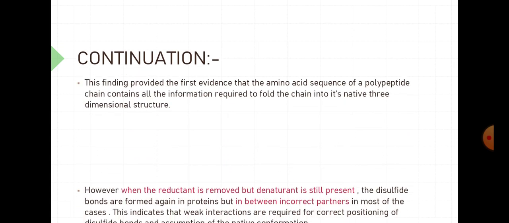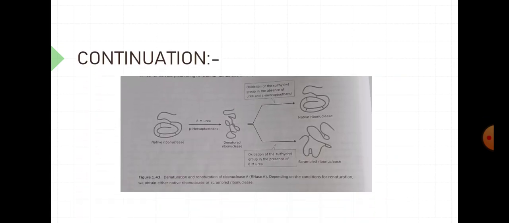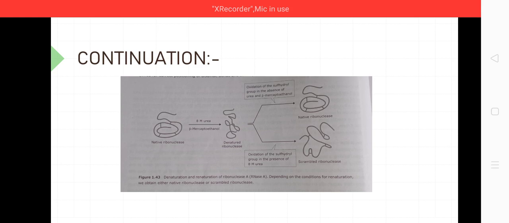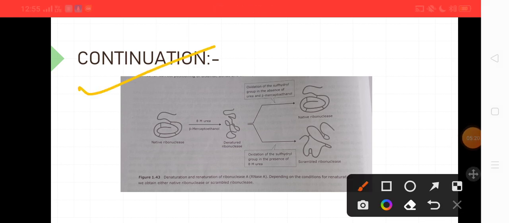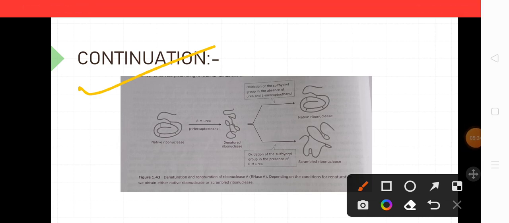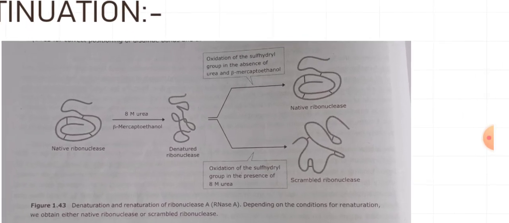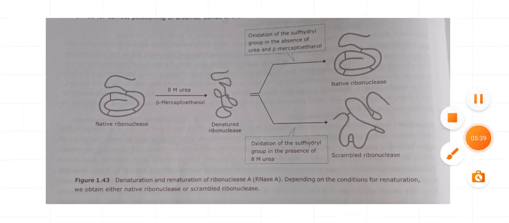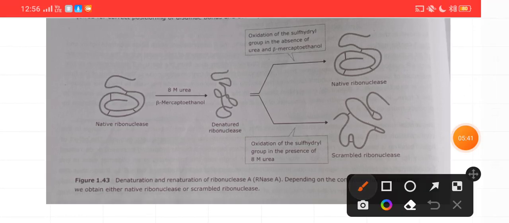What he did, we are going to learn with the help of a diagram. I have taken this diagram from the CSIR Pathfinder book; you may also refer to this book to understand the concept. He mainly studied how a protein refolds. What did he do to study the refolding of protein? First of all, he took the native ribonuclease. Okay, let me zoom the picture. Okay, that's good.